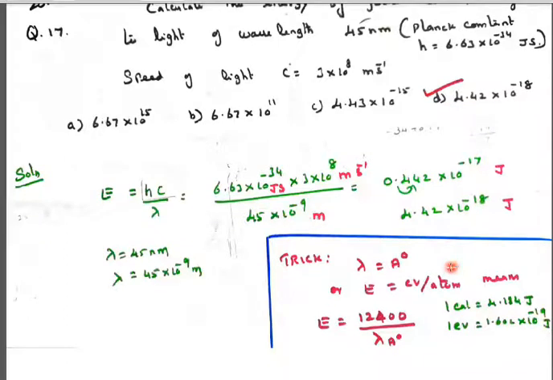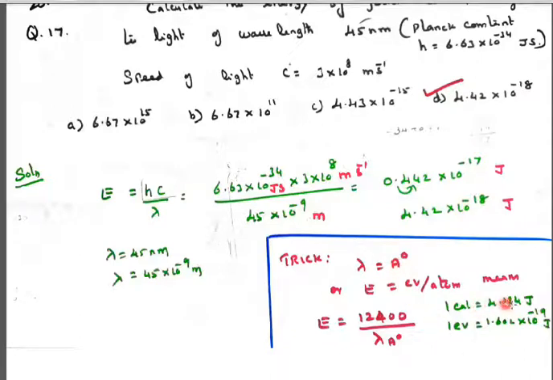For example, if the wavelength of the light is given in Angstrom, we have to multiply by 10 to the power of minus 10 meter. Or if the energy is to be in electron volt per atom, the formula is 12,400 divided by lambda in Angstrom. 12,400 divided by lambda in Angstrom, if the unit is electron volt per atom, and the wavelength of the light is to be in Angstrom.